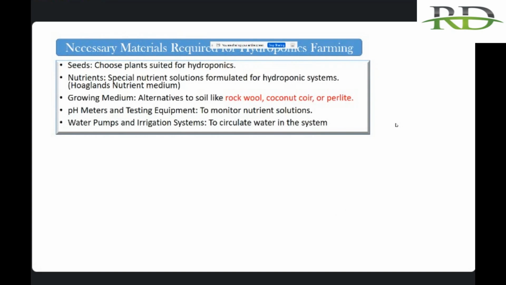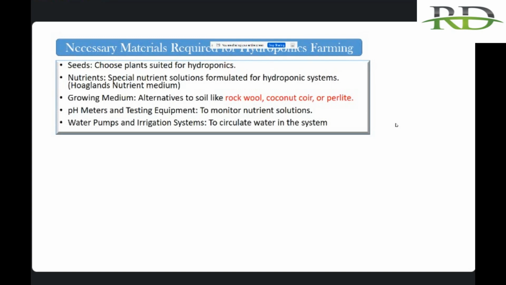So what are the necessary materials we need to establish a hydroponics? First, it is not necessary, if you want to just do it by yourself, just try it. You do not need a greenhouse. You can start a small setup. You just need good seeds. You need a nutrient solution. You can use Hoagland.